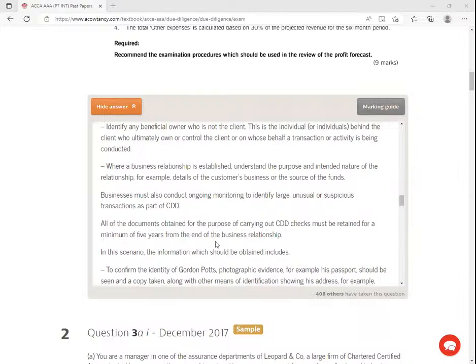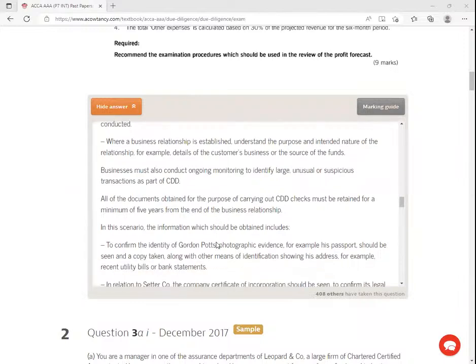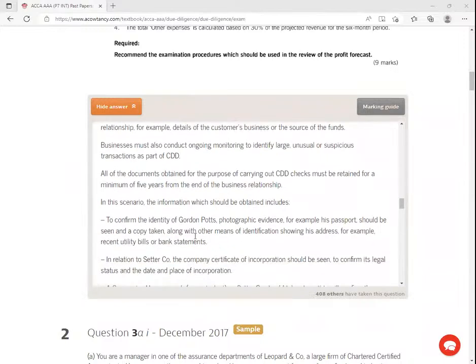So in this scenario, the information obtained should include confirming the identity of the directors, with photographic evidence. Get their passports and a copy taken, along with other means of identification showing their address. For example, recent utility bills or bank statements for an individual. Tell them you want them to give you, for example, three months of water bills or electricity bills.